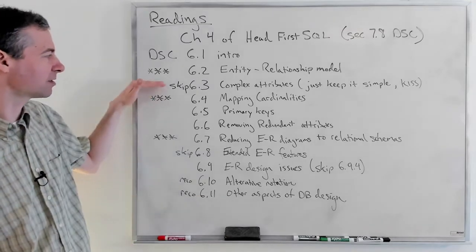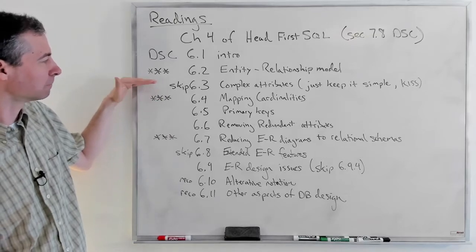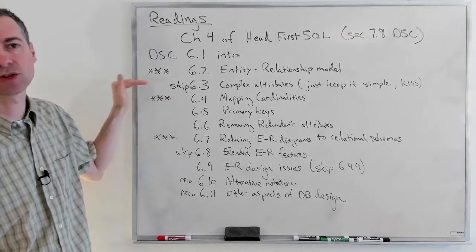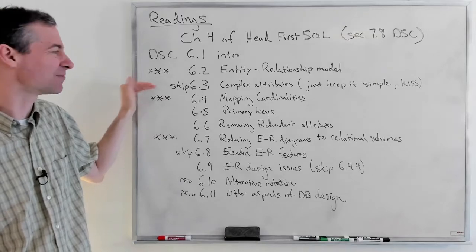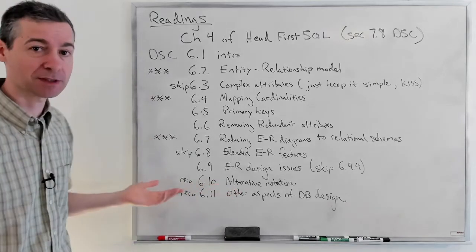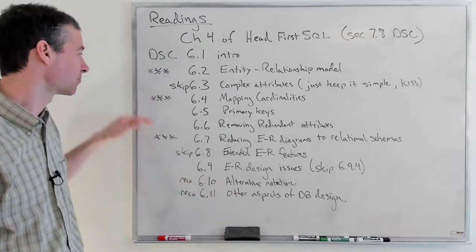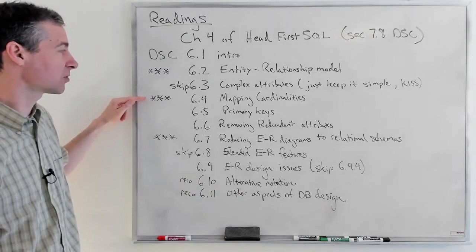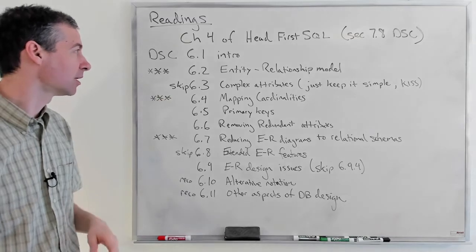So I find section 6.3 something that we don't really need, and it frustrates me that it's there. Or maybe I'm missing it. Maybe there's some critical information there, but I don't like it. Anyway, then you go on to 6.4, mapping cardinalities.